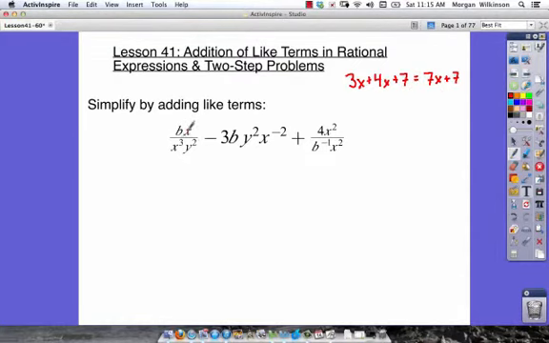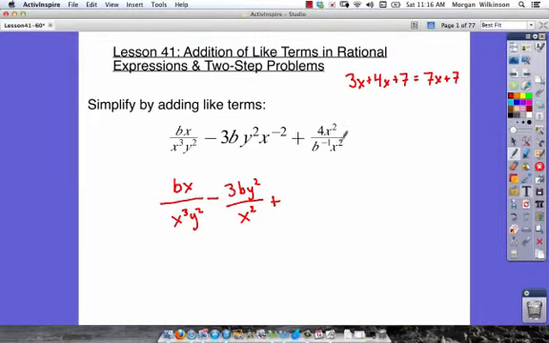What we have is bx over x to the third y squared. And then we have a negative power. What we're going to do is rewrite. We're going to get bx over x to the third y squared minus, and what we want to do is make all of our powers positive. So we're going to get 3by squared all over x to the second power. Because remember, if we have a negative power, we can move it to the opposite side of the fraction and the power becomes positive. Then we're going to have plus, and we've got x squared.